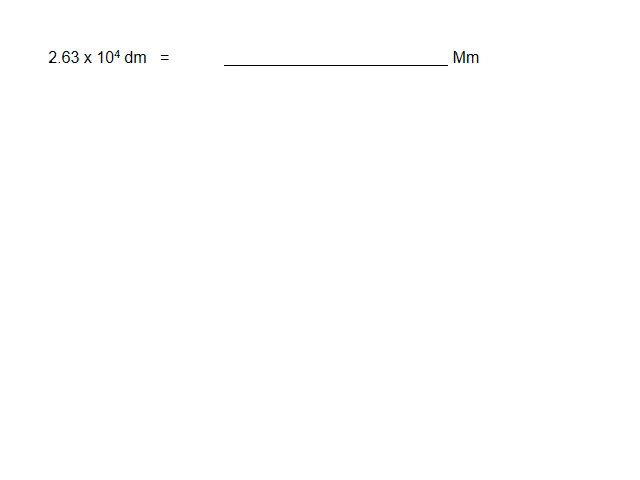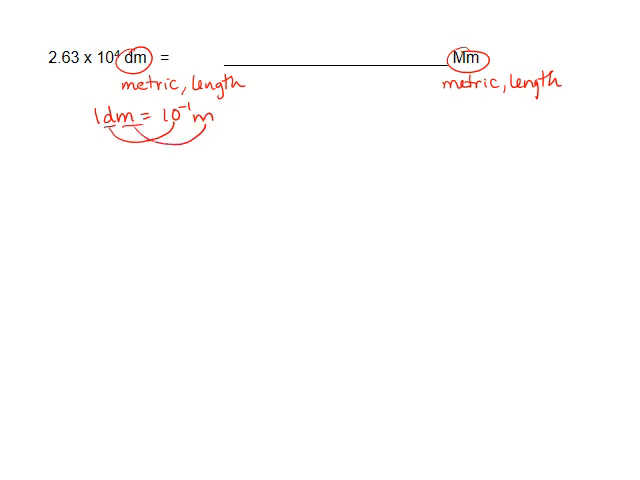The final example shows 2.63 times 10 to the fourth decimeters converted to megameters. Again, we evaluate the units we have and the units we want. Both of these are metric units of distance or length, and both of them involve a prefix. We need to write the definitions for each of these units. 1 decimeter is the same as, deci means 10 to the minus 1, 10 to the minus 1 meters.